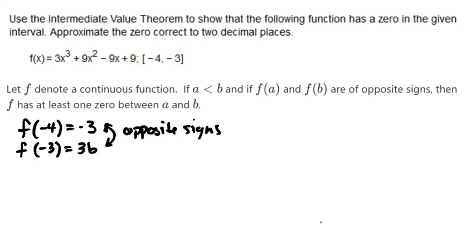So because f is a polynomial and is a continuous function, and we have shown that the y values have opposite signs, there must be a 0 between -4 and -3. So now we want to narrow down what that 0 is. So once again, I'm going to use my graphing calculator, and this time I'm going to use the table menu in just a little bit different way.